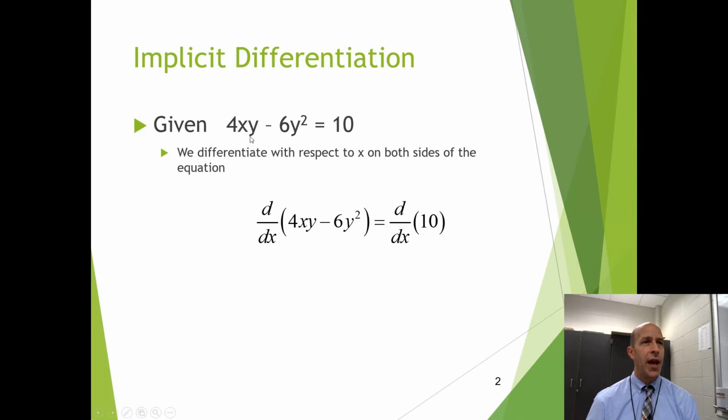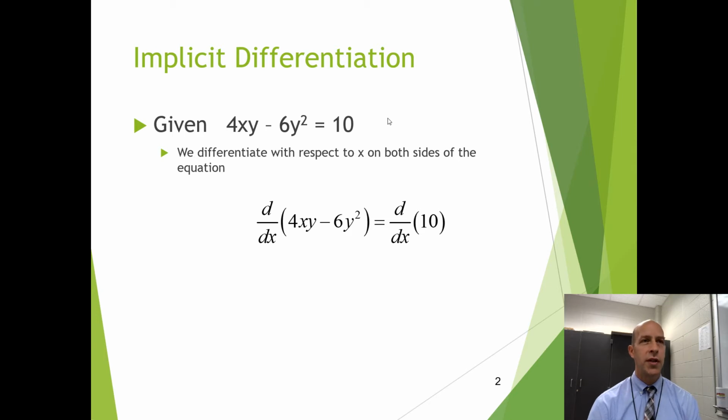If we had an equation 4xy minus 6y squared equals 10, and I want to find the equation of the tangent line, I want to find the derivative of this function. Actually, I need to be careful. This is the whole point. This is actually not even a function. We cannot write it explicitly. It has to be written implicitly. But the good news is we can go ahead and find the derivative. Here's how we're going to do that.